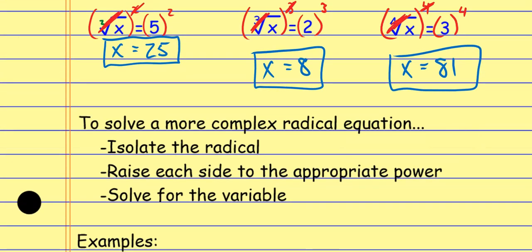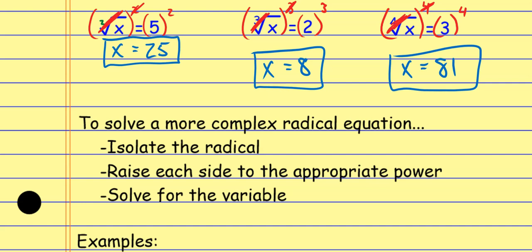From just a remembering-how-to-solve-these perspective, what we do is we isolate the radical. We get the radical by itself. And then we raise each side to the appropriate power. All right, we undo the radical. We undo the root using an exponent. And then we solve for what's left, okay?